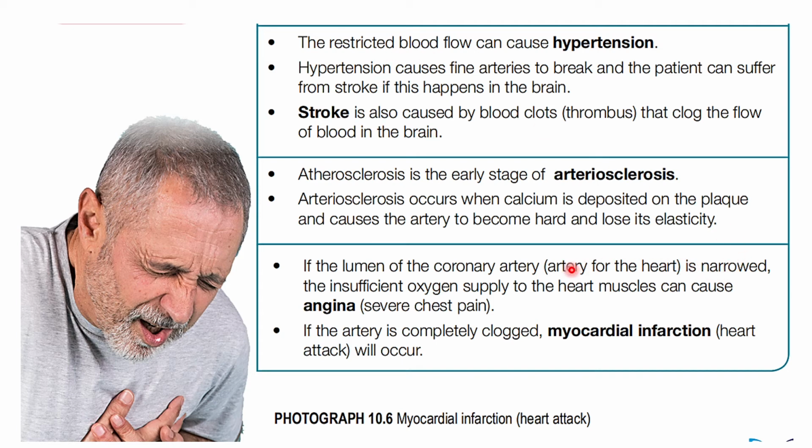And how about the condition of the heart? If the lumen of the coronary artery, which is the artery of the heart, is the one that has narrowed, what will happen? That will cause insufficient oxygen supply to the heart muscles, and this may cause very severe chest pain, and we call it angina. Angina, if the artery is completely clogged, so we say heart attack happens, and that is myocardial infarction. Infarct means die. So that means the heart tissues die off when they are not having any blood supply.